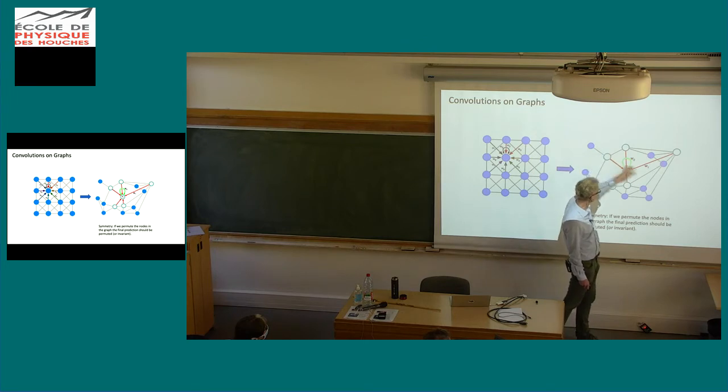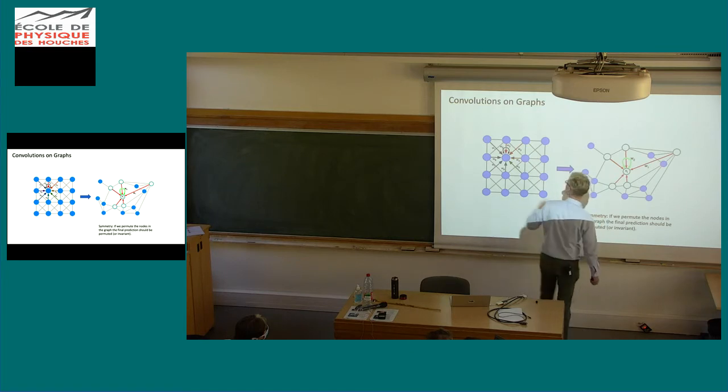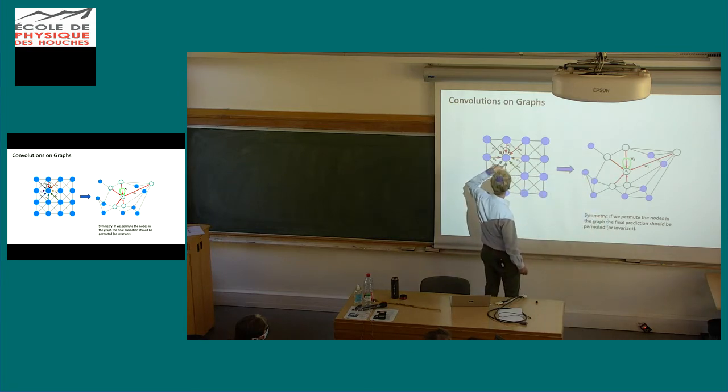But I could move this node anywhere else. And now the ordering would be screwed up as well, right? Which neighbor is where is completely screwed up. And so I wouldn't be able, like in this case, to neatly figure out, okay, this is my north-west neighbor, and I need to use this matrix to multiply it.